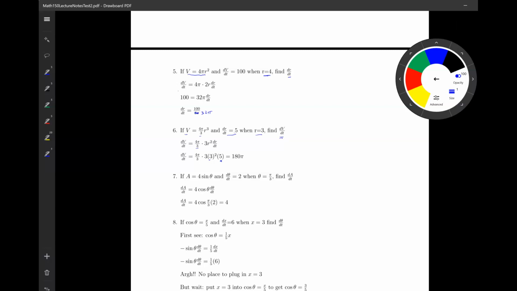Okay, this one here, taking the derivative, the derivative of A with respect to t is dA over dt. Carry the 4. The derivative of sine is cosine of theta. Now take the derivative of theta. That's d theta over dt. So d theta over dt, they're telling me, is 2. The angle is pi over 3, and you know cosine of pi over 3 is 1/2, so I get an answer of 4.